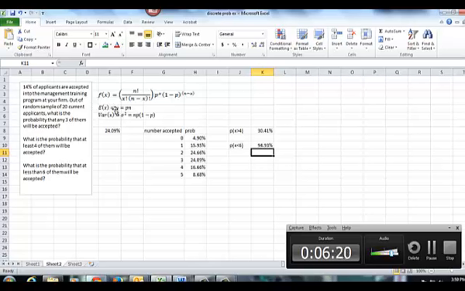The BINOMDIST formula that we just used is an application of that algebraic formula you have there. Other things it can ask you: what is E of X, the expected number of applicants that would be accepted? E of X is pretty simple, just following that formula. It is equal to 20, the number of trials, times the proportion of 14%. So on average, roughly 2.8 of those people would be expected to be selected.